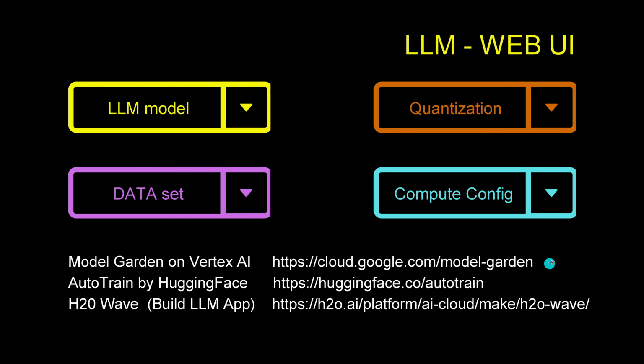H2O.ai is a platform on an AI cloud. You can build your own LLM app immediately in the cloud without any coding experience. Isn't this beautiful? But this is the complicated version, the professional version where you have your dataset, your compute configuration. But there's also the option to have a simple wrapper, a simple large language model user interface, especially designed here for our LLM quantization.